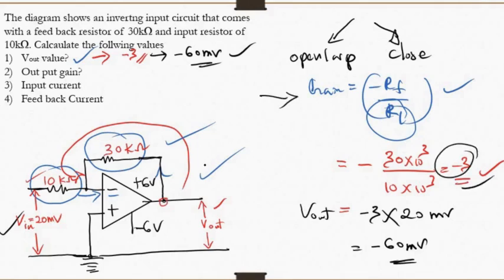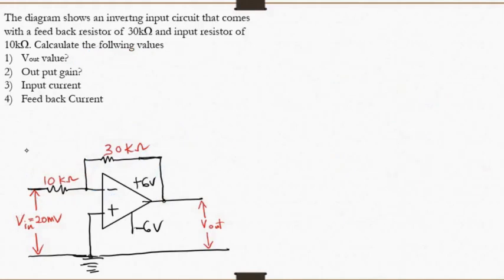Right, so the question flow is not actually that good in this essay question, but still, input current. Input current means the current through this resistor. So you can see the input voltage is 20 millivolt. Again we need to find the potential here, so you have to apply another theory. In closed loop, the potentials at each input terminal, minus and plus terminals, are equal.